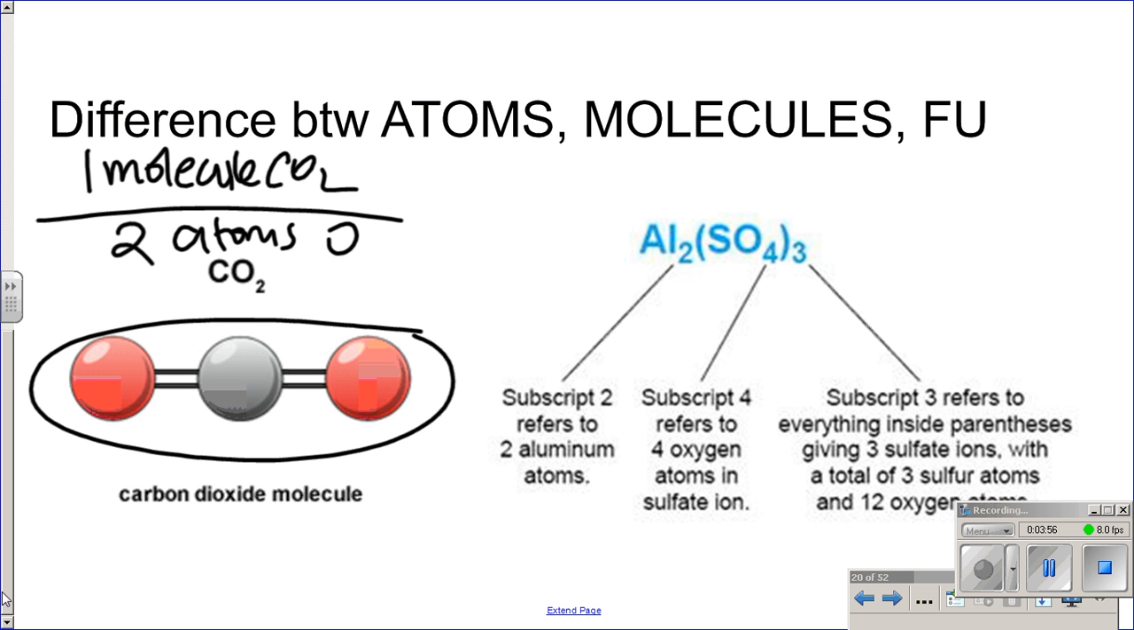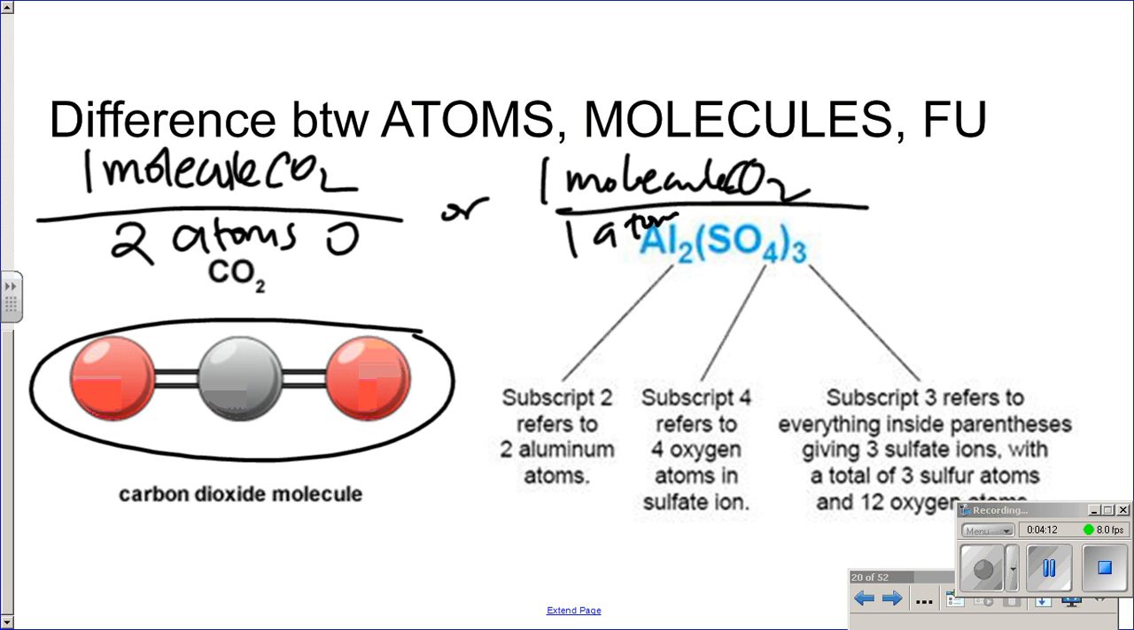So, bear with me. 1 molecule of carbon dioxide, I know it's a molecule because it's covalently bound. You need to see the double bonds and everything. It contains 2 atoms of oxygen. Or, if I was talking about carbon, I could say 1 molecule of CO2 contains 1 atom of carbon. But this is simply because I'm trying to either get to atoms or get to molecules, vice versa.